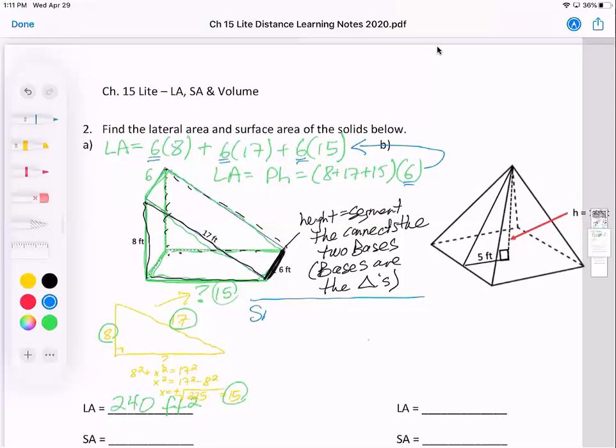Next, the surface area would be the lateral area plus 2 times the base. In this case, the base is a triangle.